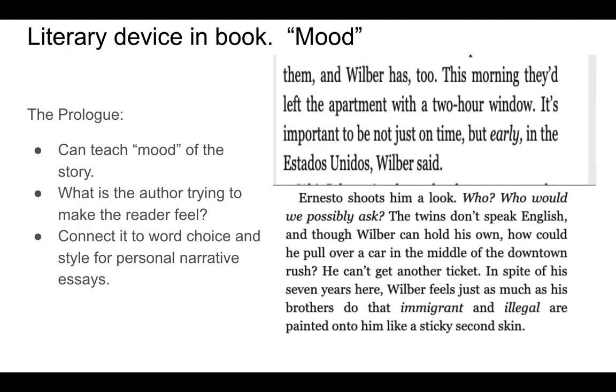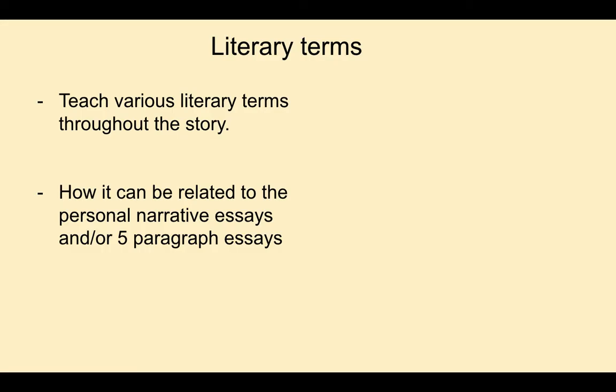And then another thing you could teach in this book specifically is the literary device of mood. In the prologue, the author does a really good job of making you feel tense and nervous that these two main characters won't make their court case on time in the United States, which will reveal to them their status in the United States. So by the end of the first chapter, even though you've never met these two characters before, you feel nervous, you feel anxious for them. And this is one of those things you can teach to help their personal narratives and their 5-paragraph essays better in the long run by the end of the year.